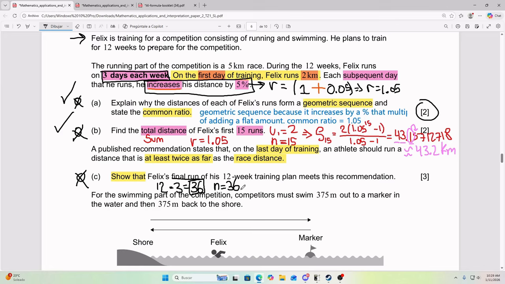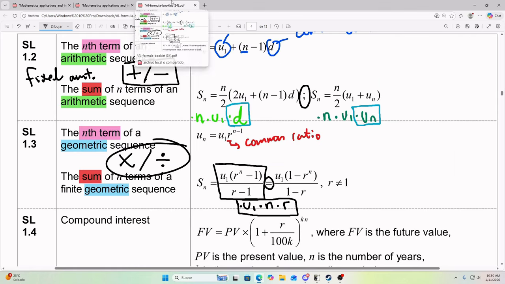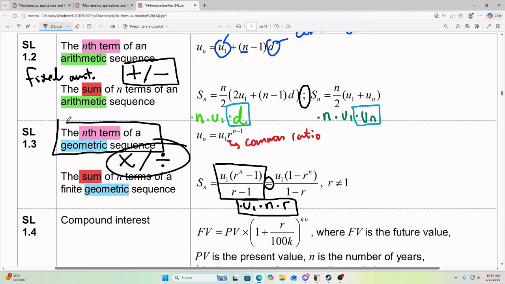And the other thing we have to talk about is that here, it's not talking about the sum, it's talking about how much he ran on the last run. How much he ran on the last run, right. Why? Because the published recommendation states that on the last day of his training, the distance that he runs on that last day has to be twice as far as the race distance. Okay? Not the sum of the 36 runs that he did, it's only the last run. And so if you're trying to identify only the last run, it would be the nth term of a geometric sequence. So it would be term number 36.